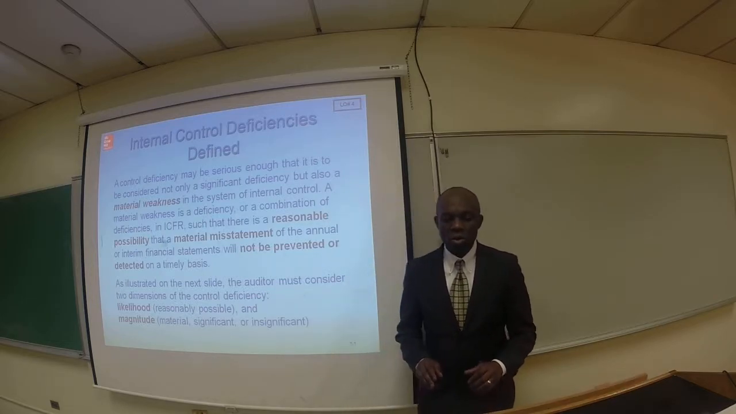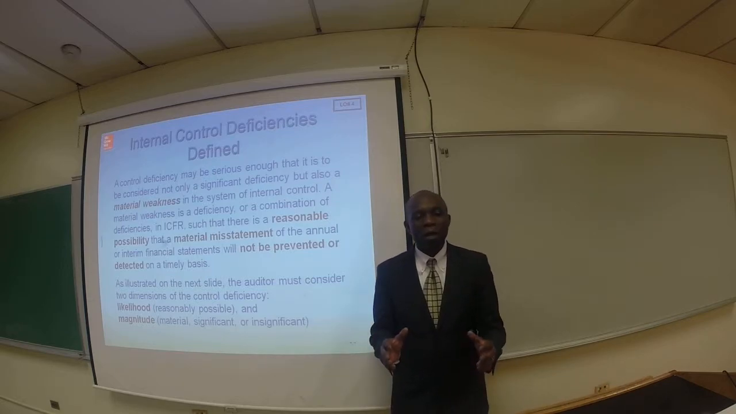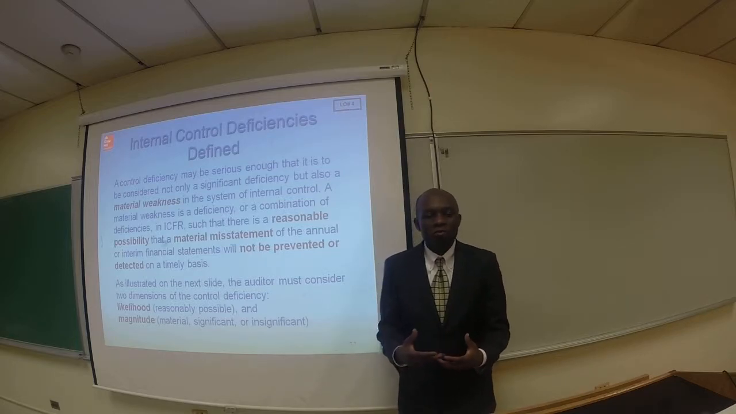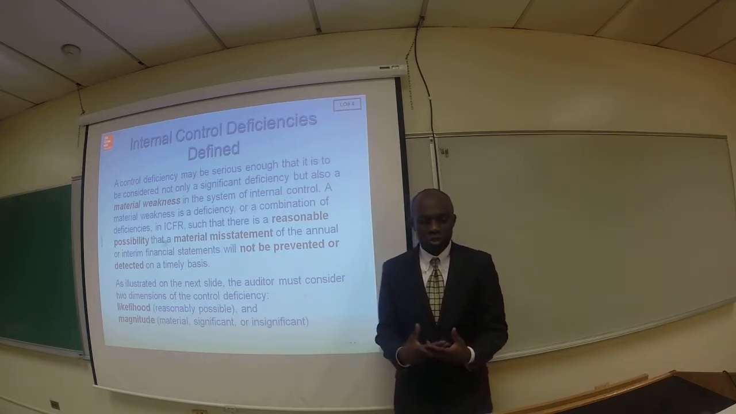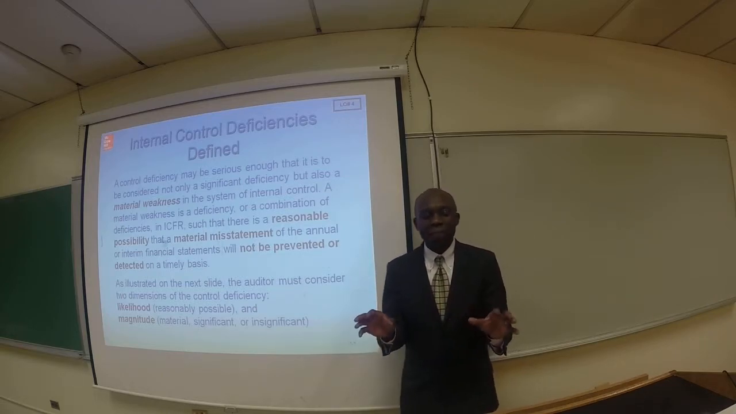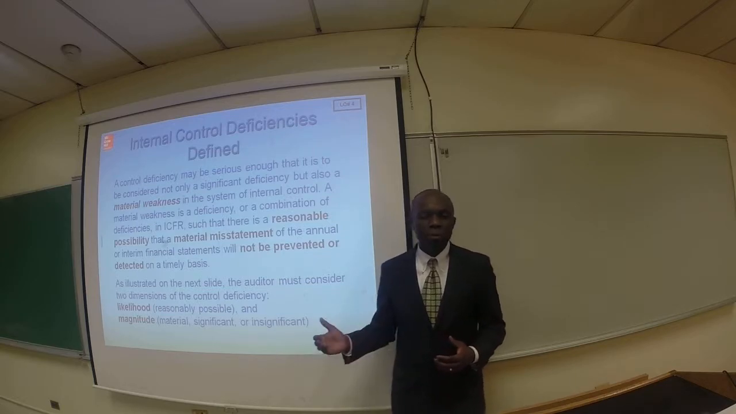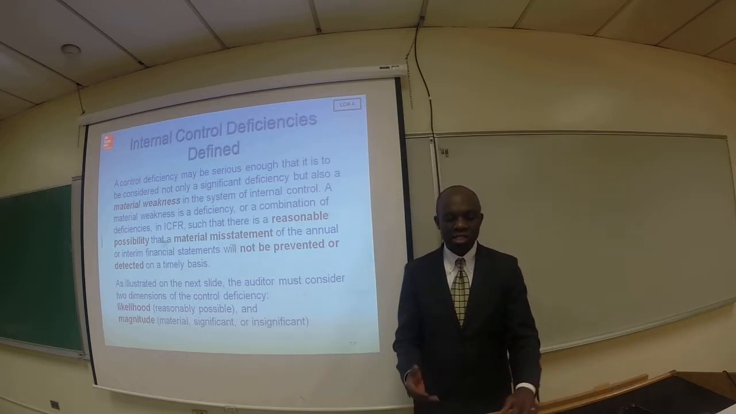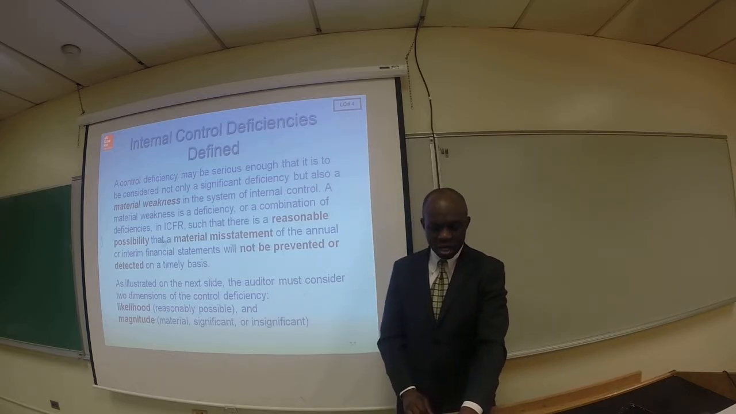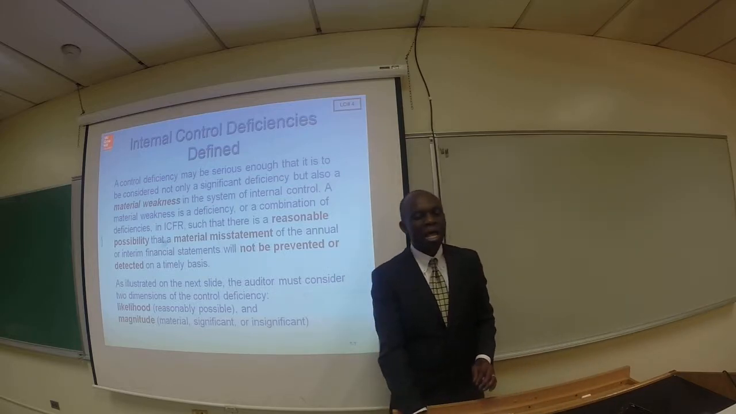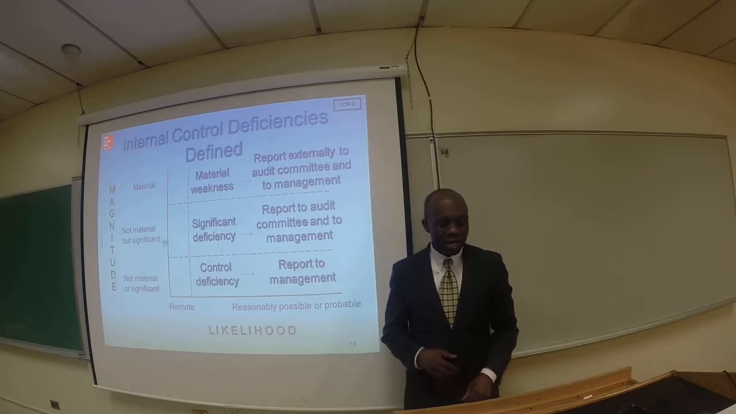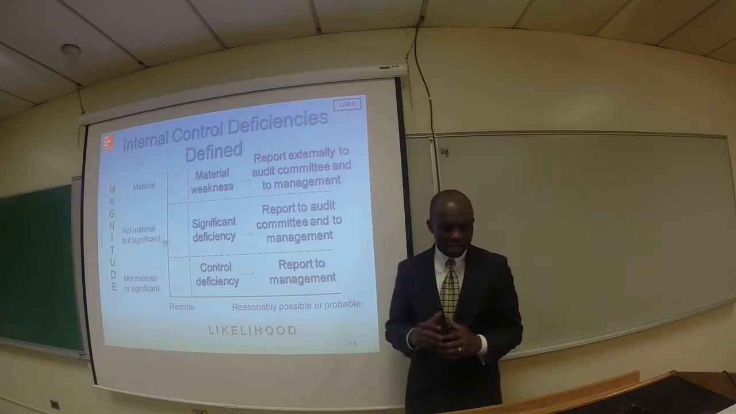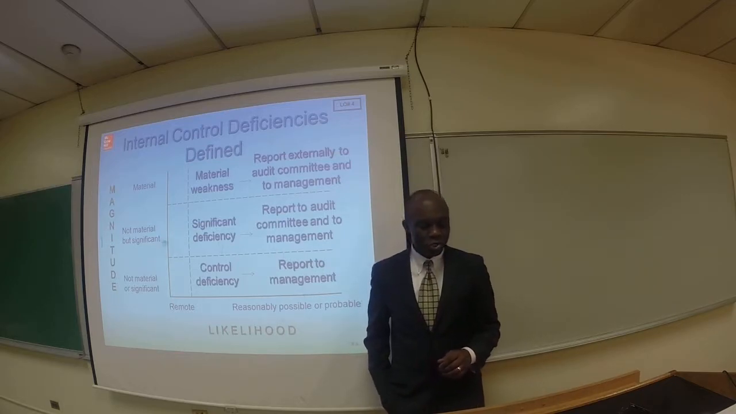Now, the issue here is, how do we determine the severity of the control deficiency? We said that we use 2 dimensions to make that determination. At the bottom of the slide, we have the likelihood, reasonably possible, and the magnitude, material, significant or insignificant. Now, what does that mean? Let's take a look at this diagram to help us determine the significance of a control deficiency.